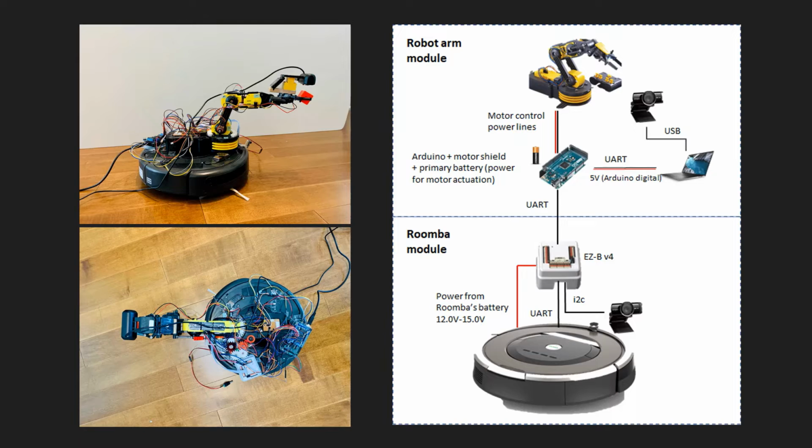This slide shows the hardware configuration of the system. The robot consists of two main modules, the Robot Arm Module and the Roomba Module. Each module has a microcontroller and performs its own tasks.